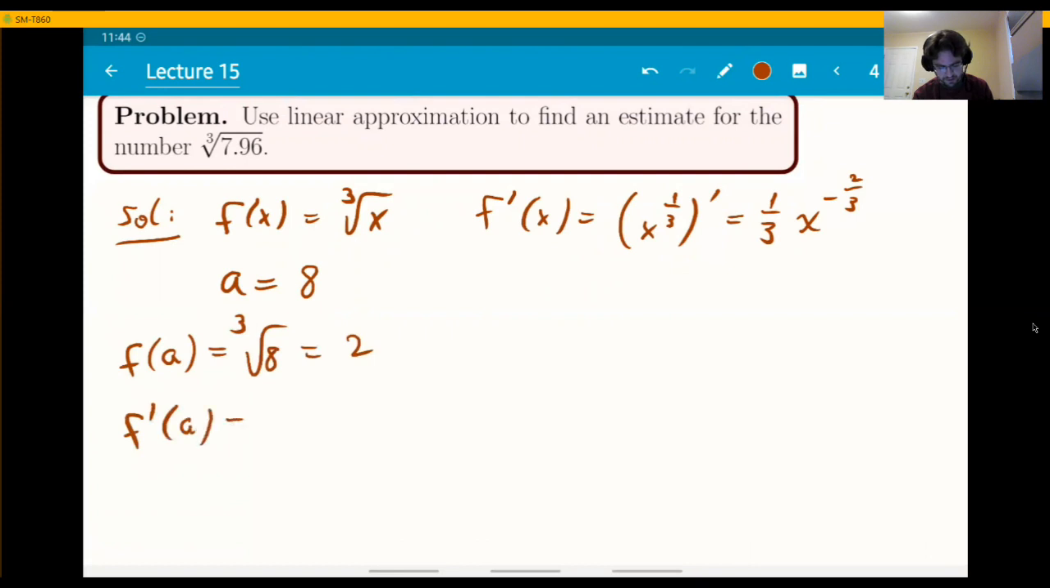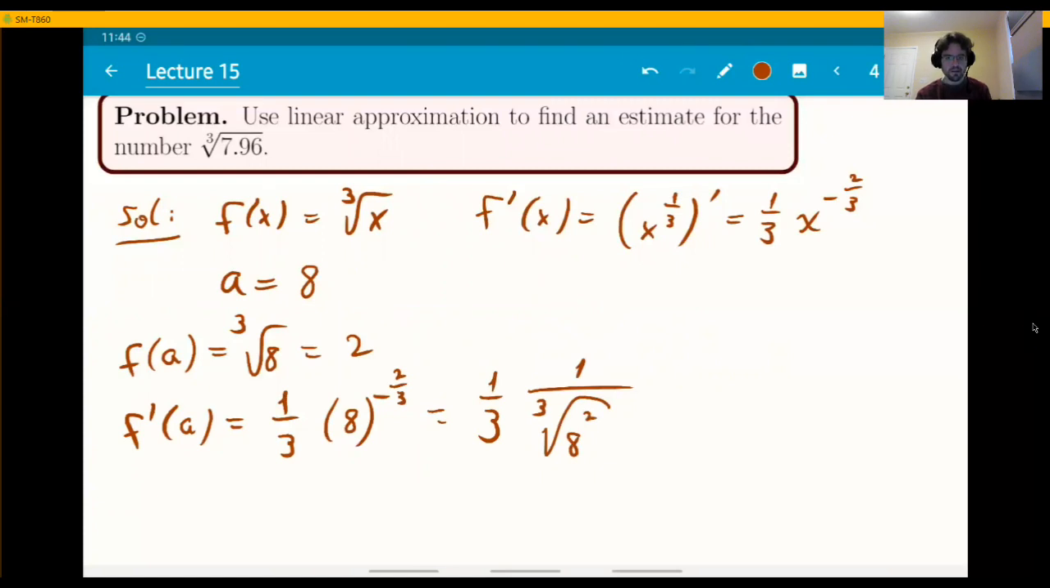F prime of a, well, you plug in 8, which is a, into the formula for f prime. So this is a number that we know how to compute as well, because that's the same thing as just rewriting this as 1 over, because of the minus sign in the exponent, cube root of 8 squared. Well, 8 squared is 64, and the cube root of 64 is 4. 4 cubed gives you 64. So in other words, this is 1 over 12. An easy number to find.